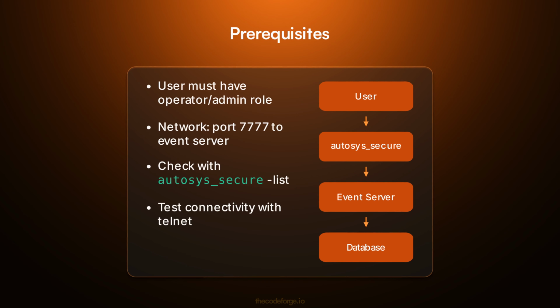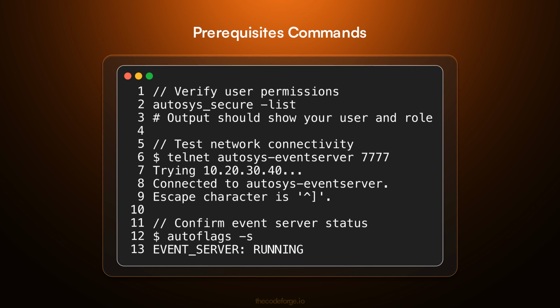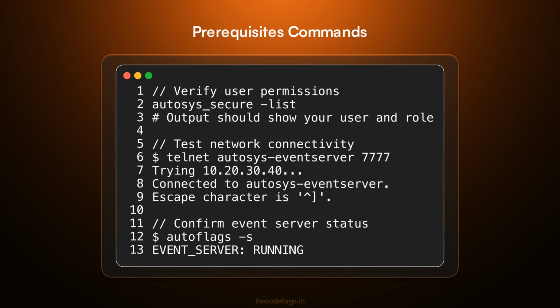Before running any JIL, verify your user permissions and network connectivity. Most JIL errors are actually access or network issues. Run these commands to confirm you have access and the event server is reachable. If telnet hangs, it's a firewall issue.